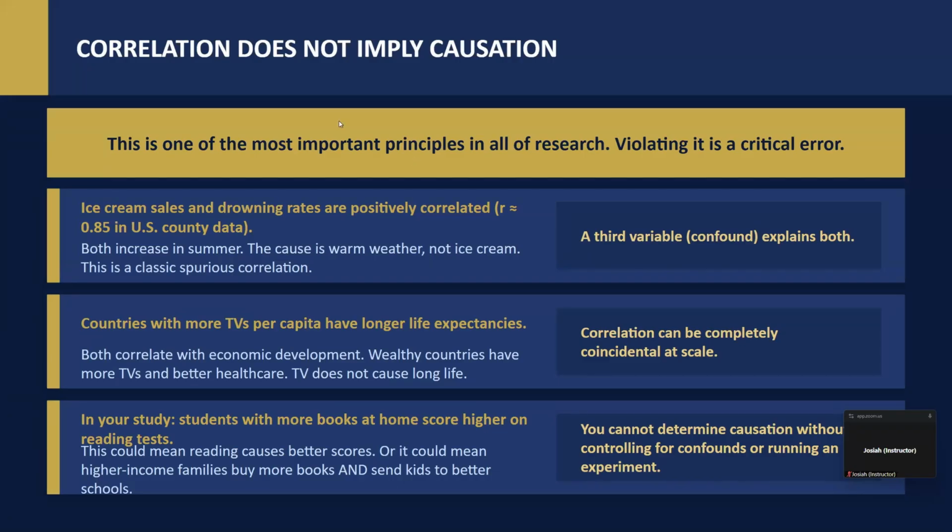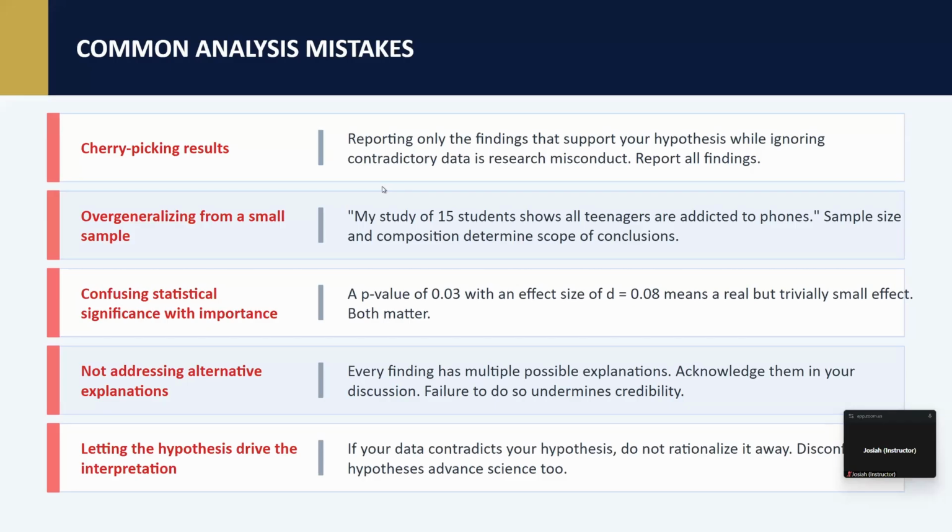Also, you need to understand that correlation does not imply causation. Just because item A goes up and item B also goes up does not mean that item A causes item B. They can both be going up at the same time, but that does not mean that one causes the other. There are also multiple mistakes that a lot of students make.